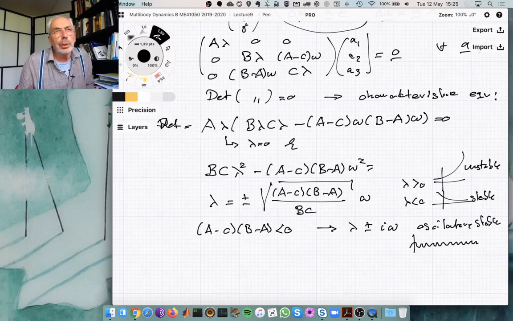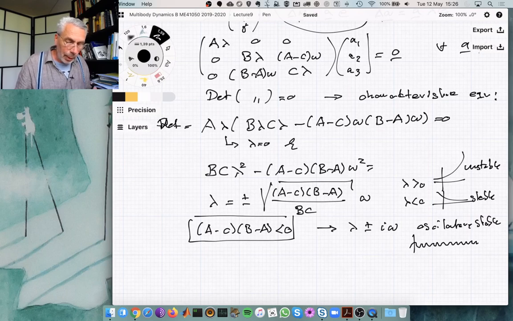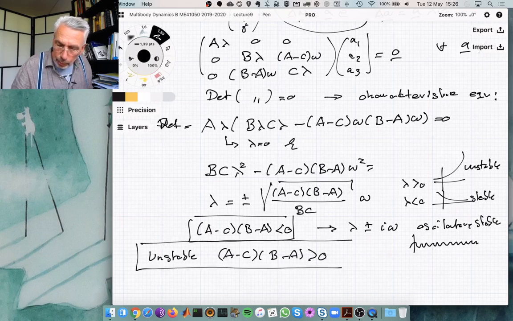And if there's a little bit of sun, wind, or damping, or sloshing of fluids in the satellite, then it will decay. So this is an interesting thing. When this is the case, then the thing is stable. Or in other words, it's unstable when this (a minus c) times (b minus a) is larger than 0. So that is an interesting conclusion.